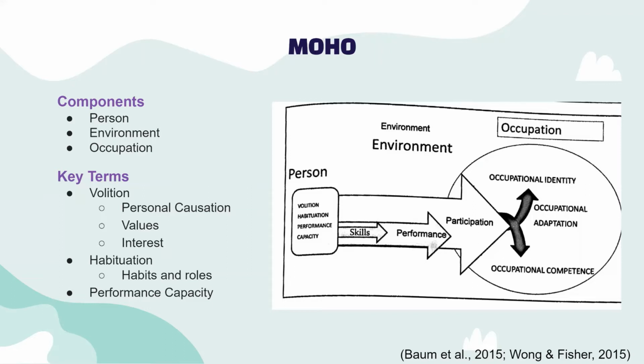Habituation consists of habits and roles, and habits are learned ways of doing occupations that unfold automatically in our daily lives and are environmentally dependent. Roles are how people see themselves. And performance capacity is the client's capacity to perform that relates to their musculoskeletal, neurological, cardiopulmonary, and other body system capabilities.